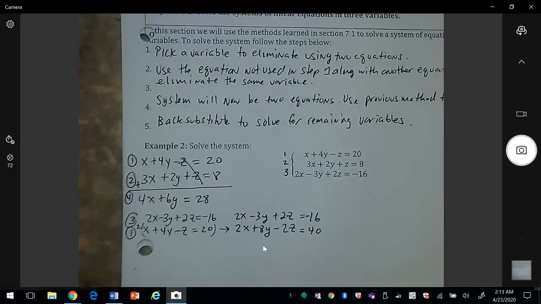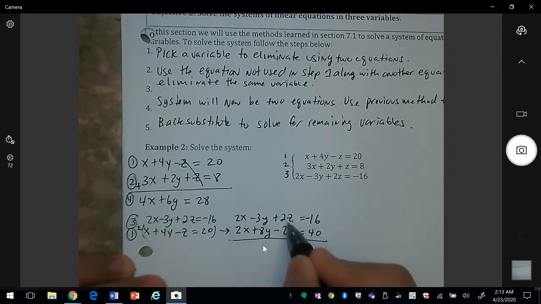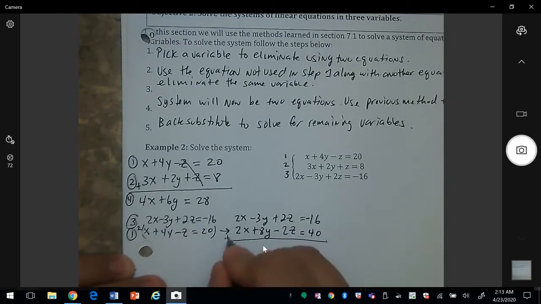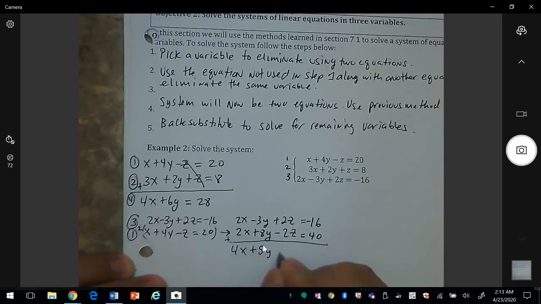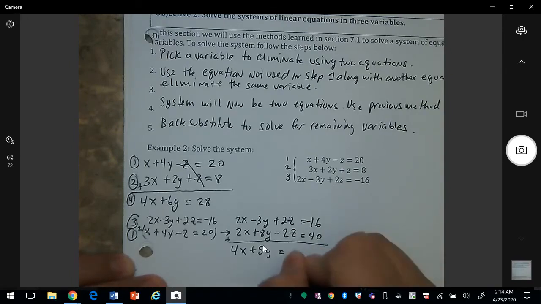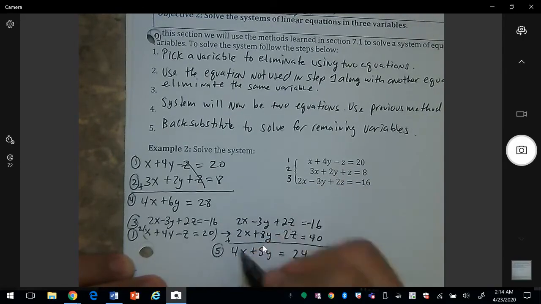So now that we multiplied by 2 all the way across the equation, notice that the z now has opposite coefficients, so we can add these two equations. So negative 16 plus 40 is 24. So I'm going to call this equation number 5.